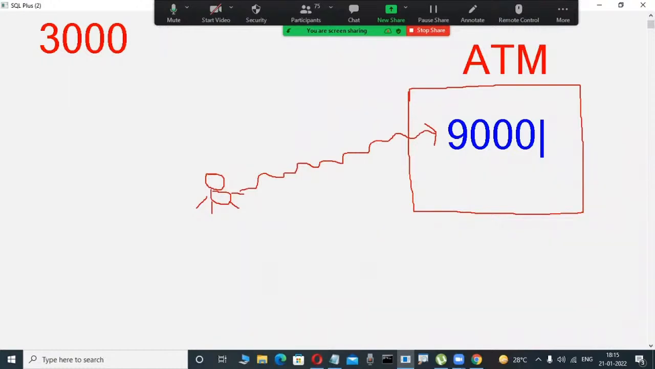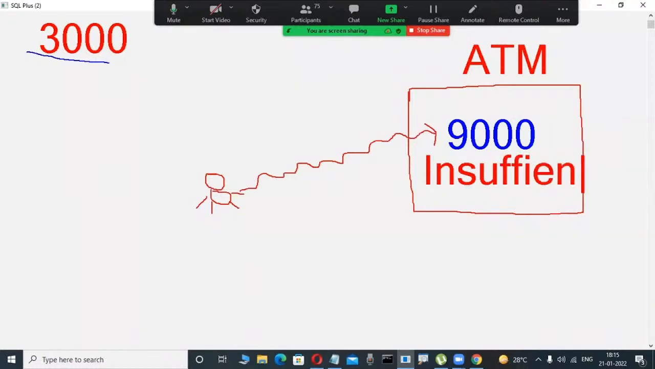Now am I getting 9,000 rupees? No. Here my balance is 3,000, but how can I get it? Okay, so 9,000 rupees is impossible. In this case, it will give a message. You are observing or not, on your ATM machines, maybe some message will be displayed. Suppose insufficient funds, something like that.